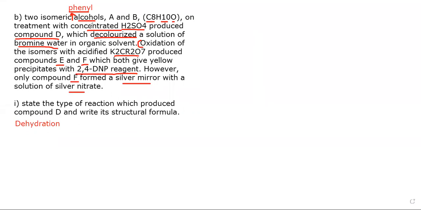All right, let me draw compound A and B first. So we know compound B is an alkene. After that question, they asked us to explain the reaction to produce E and F, and then we should deduce the structure for E and F as well as A and B. So we have to deduce the structure for E, F, D, A, and B. But the first thing they asked us to do is to write the name of the reaction and the structure of compound D. All right, so let's start.